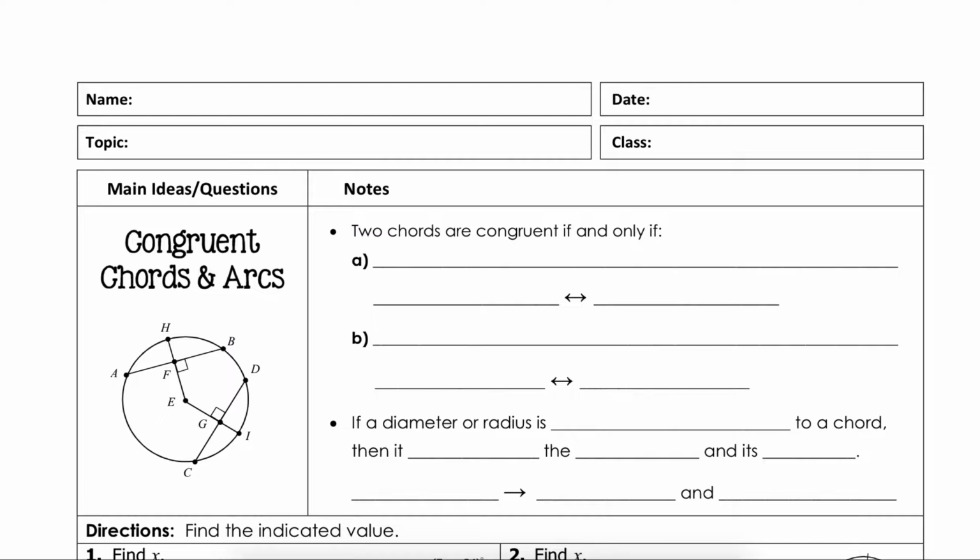Okay, so today we're going to get started on section 10.3, which is congruent chords and arcs. So remember that a chord is a segment that connects two points that are on the circle. So like in this picture here, AB would be an example of a chord and CD would be an example of a chord.